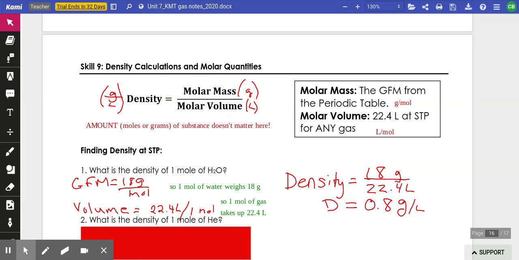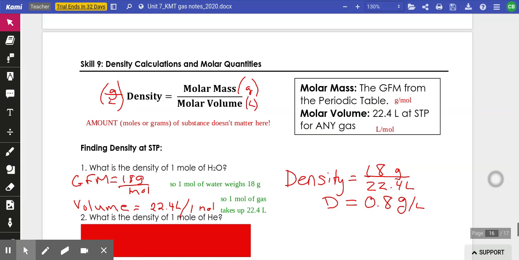If by chance you see something in the problem that is giving you different numbers of moles or different grams, that actually doesn't even matter, because regardless of how many moles or how many grams of the substance you have, the molar mass is still always the same and the molar volume is still the same. So you can still just use the GFM and the 22.4 to calculate a density. So let's see an example of this.